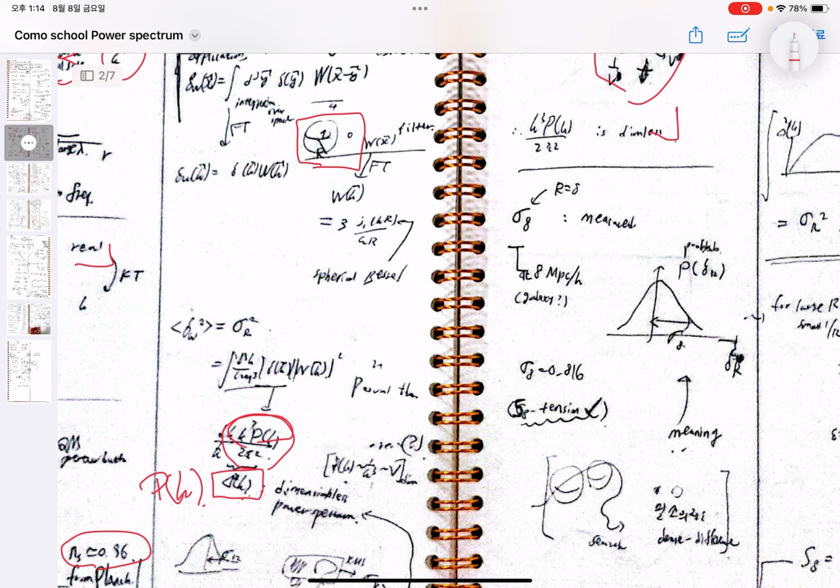And if we plot the density fluctuations at a specific radius R, then the probability distribution is given like the Gaussian form. And for 8 megaparsecs, some of the galaxy scale, we can measure the variance of this probability distribution, which is equal to sigma 8. This implies how much the difference between the dense and the not dense regions.